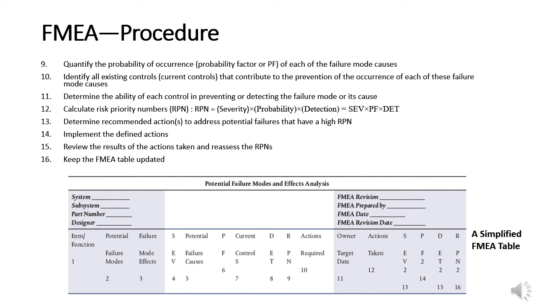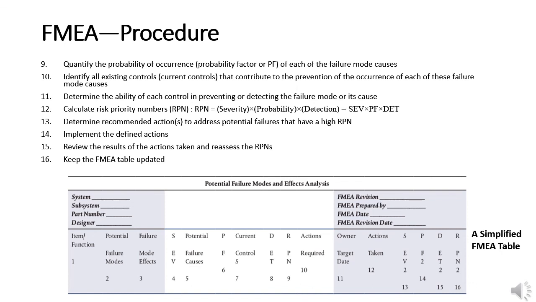Next step is to calculate the risk priority number, RPN. The risk priority number is a mathematical product of numerical severity, probability, and detection rating. RPN is equal to severity times probability times detection. That means SEV times PF times DET. The RPN that is listed in column 8 of the FMEA table is used to prioritize items required for additional quality planning or action.